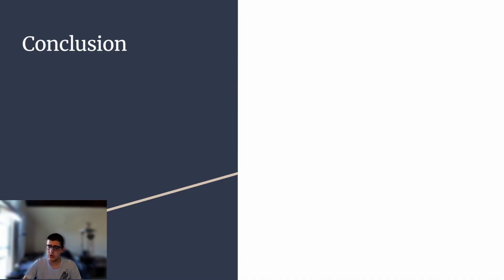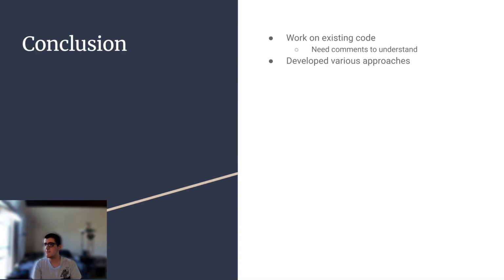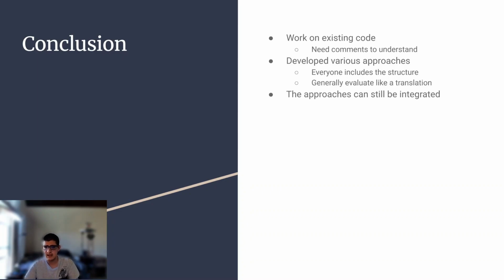Now, an overall conclusion of my literature review. In general, programmers spend a lot of time with existing code, and therefore they need comments in order to be able to understand the code better and not have to completely read the new code every time. There are various approaches that different papers use. Almost everyone includes the structural information. Generally, researchers evaluate it as if it's a translation, and the approaches can still be integrated, which I might do in a single thesis.